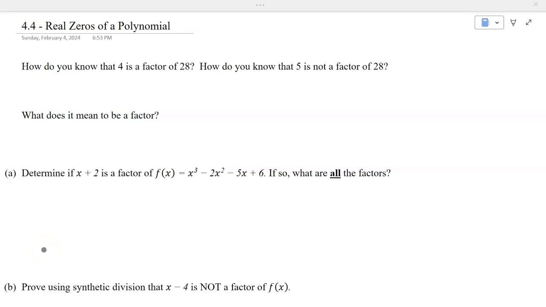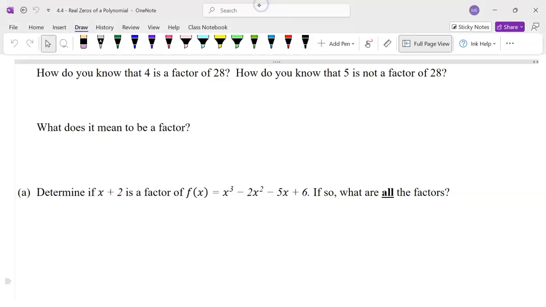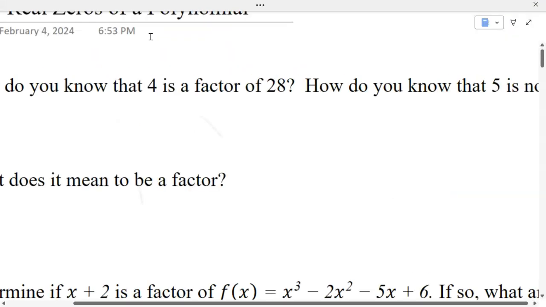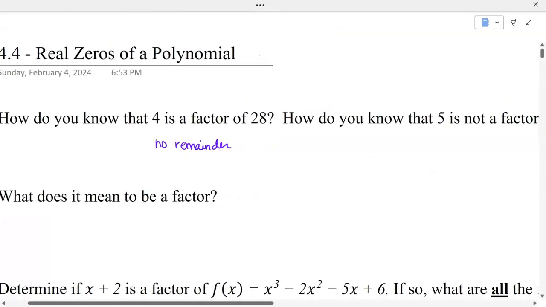Today we're going to be expanding upon what we already know about using long division and synthetic division, and factors and zeros. So let's first start. How do we know that 4 is a factor of 28? We know that 4 is a factor of 28 because there's no remainder. 4 goes into 28 7 times and there's nothing left over.